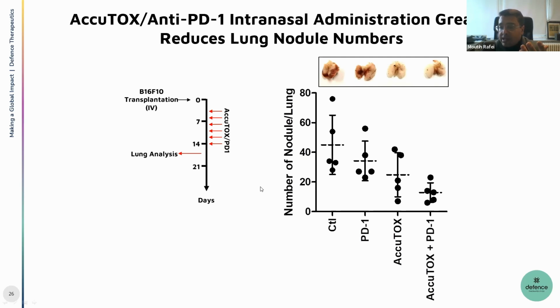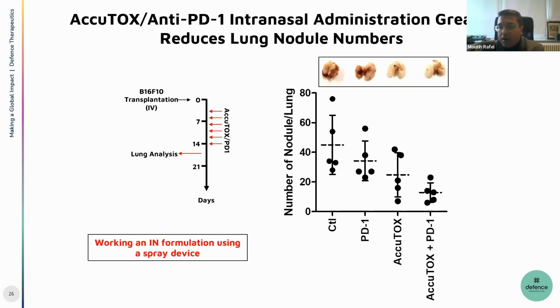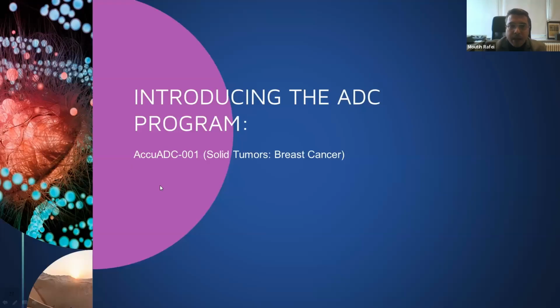So this is a fantastic piece of data because it shows that the AccuTOX could also be applied, or could also be formulated to be delivered to the lung and eventually fight lung cancer. And right now we're working with a U.S. company to be able to actually deliver the AccuTOX using a spray device.